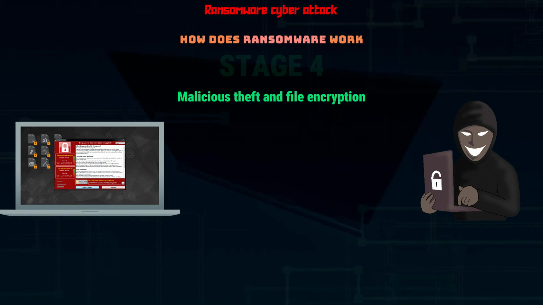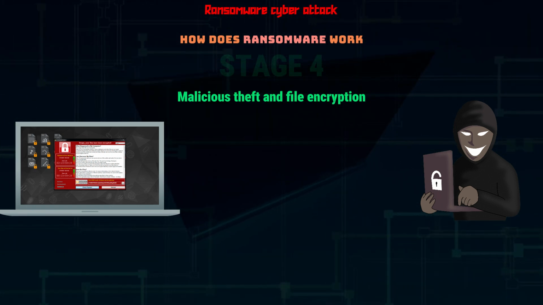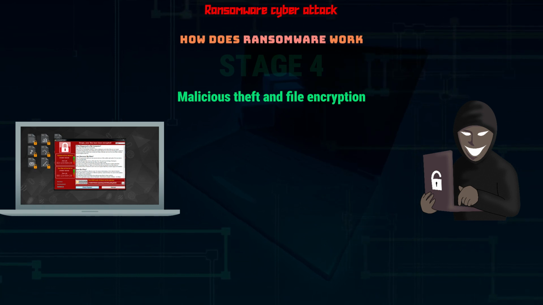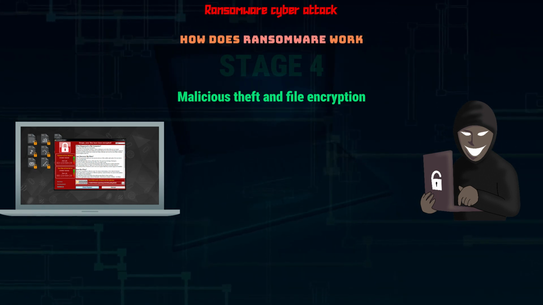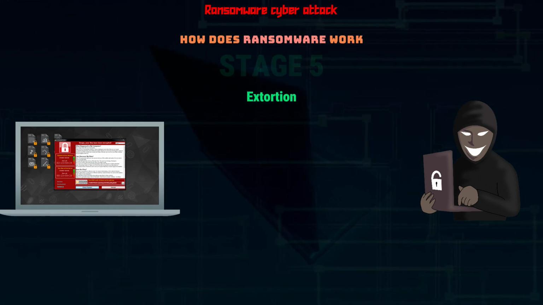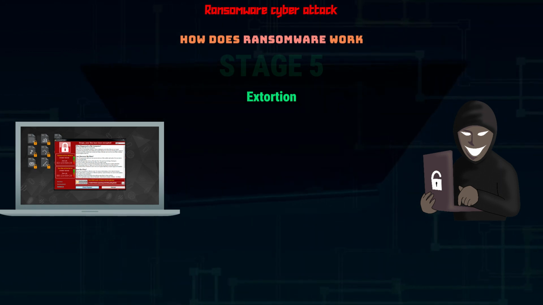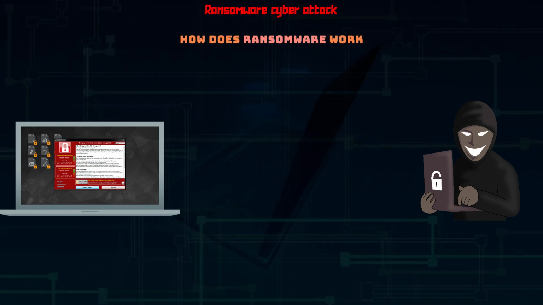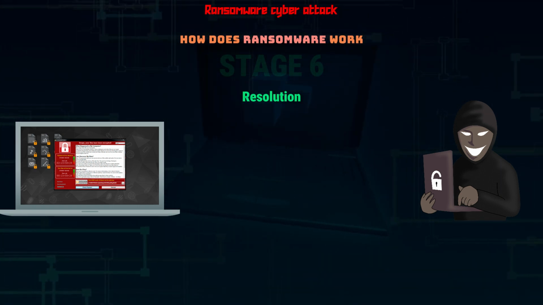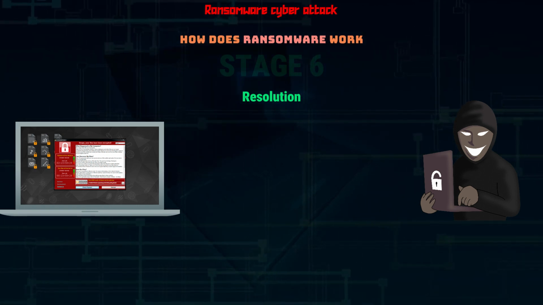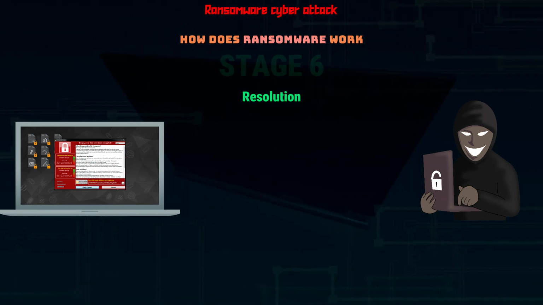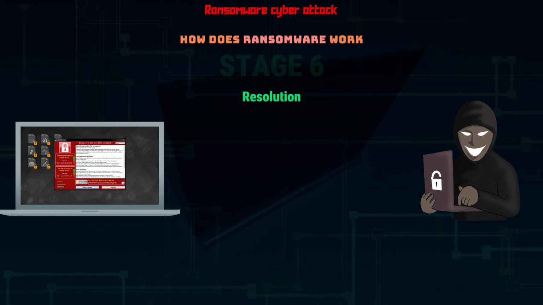Stage 4, malicious theft and file encryption. In this stage, attackers exfiltrate data to the command and control server to use in extortion attacks down the line. Attackers then encrypt the data and systems using the keys sent from their command and control server. In Stage 5, extortion. The attackers demand a ransom payment. The organization now knows it is a victim of a ransomware attack. In Stage 6, resolution. The victim organization must go into action to address and recover from the attack. This could involve restoring backups, implementing a ransomware recovery plan, paying the ransom, negotiating with attackers, or rebuilding systems from the ground up.